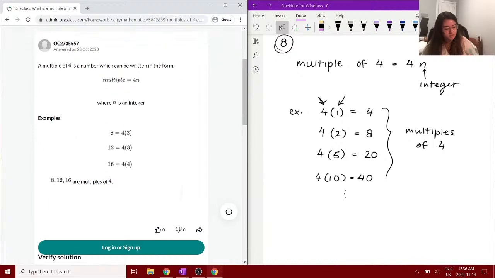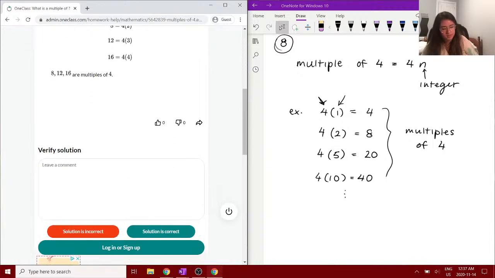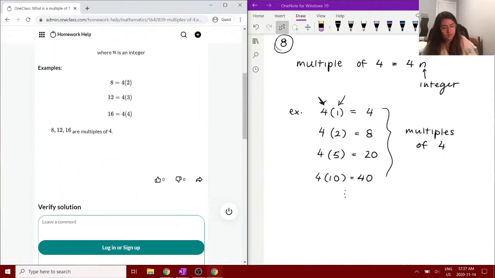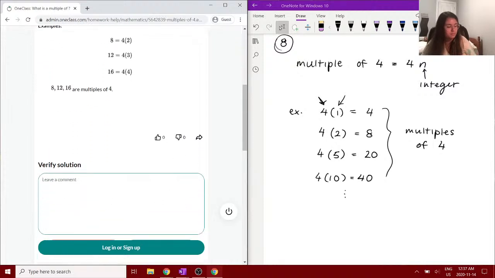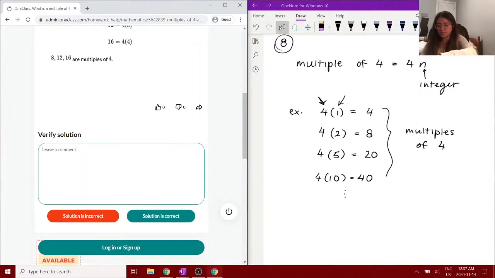All right, the solution. And in this example, they give 4 times 2 is 8, 4 times 3 is 12, and then 4 times 4 is 16, and 8, 12, and 16 are multiples of 4. All right, that solution is correct. Great.